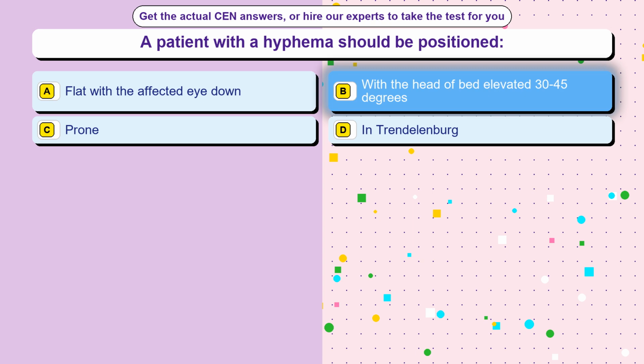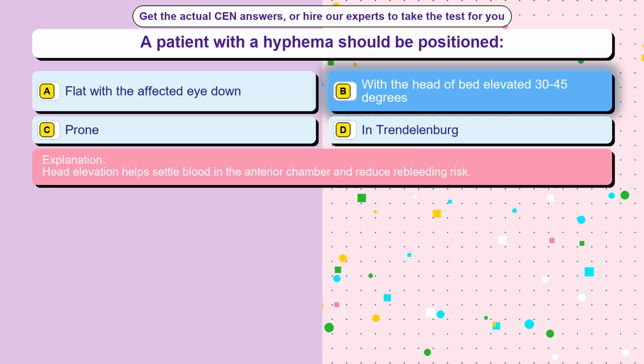The correct answer is option B, with the head of bed elevated 30 to 45 degrees. Head elevation helps settle blood in the anterior chamber and reduce rebleeding risk.